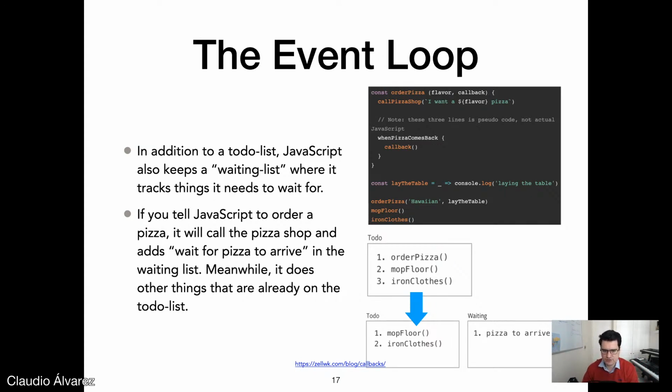So if you told JavaScript to order a pizza, it will call the pizza shop and add wait for pizza to arrive to the waiting list. Meanwhile, it does other things that are already on the to-do list, ¿ok?